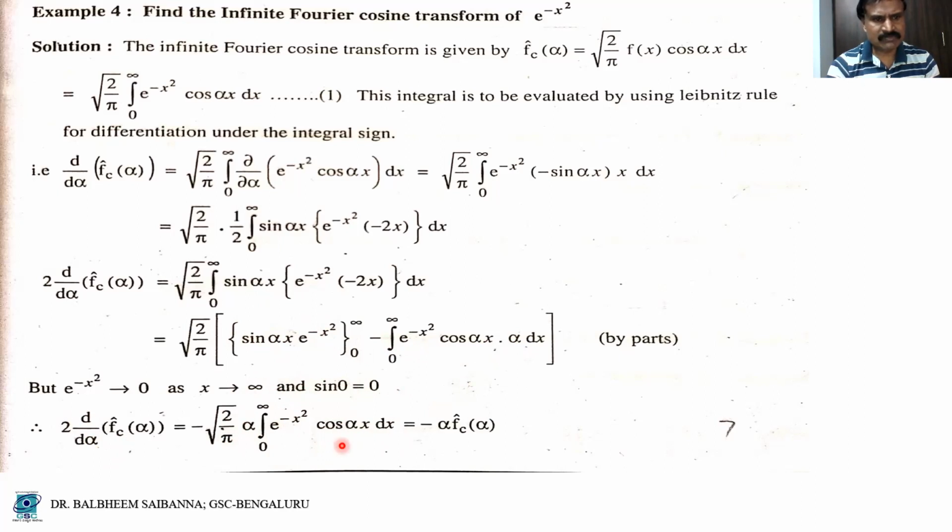Now here, what will be this integral? This is minus alpha times of Fc cap alpha. What is Fc cap alpha? Fc cap alpha is square root of 2 by pi integral f of x cos alpha x dx. Here in place of f of x we have e to the power of minus x square. If f of x is substituted here also as e to the power of minus x square, we will get the same integral.